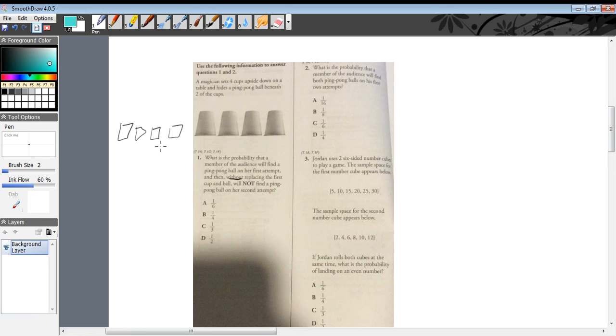So the problem looks like this. There's 2 ping pong balls under 2 random cups. We don't know which one. We want to know what the probability of drawing 1 is. So there's 2 out of 4. Now, here's the tricky part.